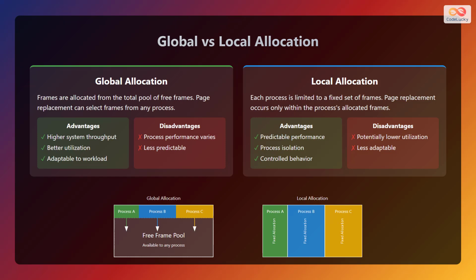Local allocation, on the other hand, limits each process to a fixed number of frames. When a page needs to be replaced, the operating system only considers frames that are already allocated to that process. This leads to more predictable performance and better isolation between processes, but it might result in lower overall memory utilization. In global allocation, a pool of free frames is available to processes A, B, and C. In local allocation, each process is assigned a fixed number of frames.